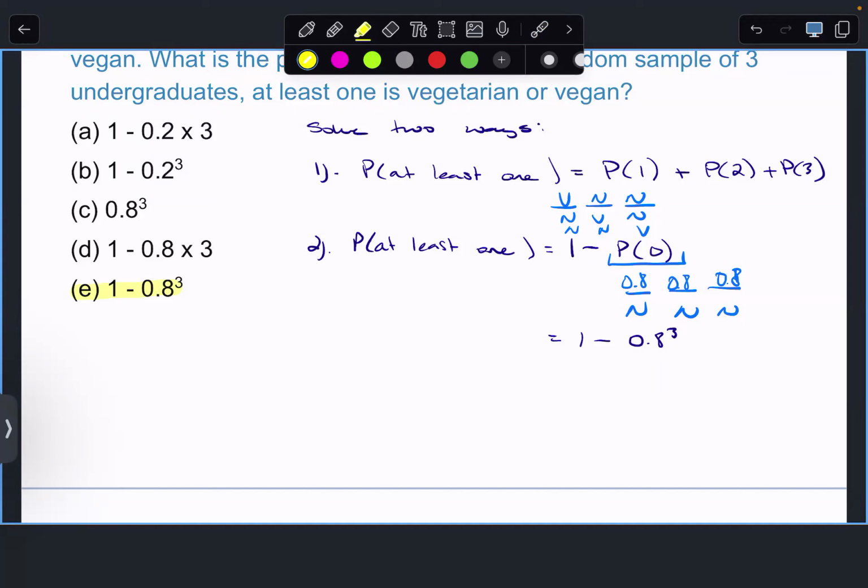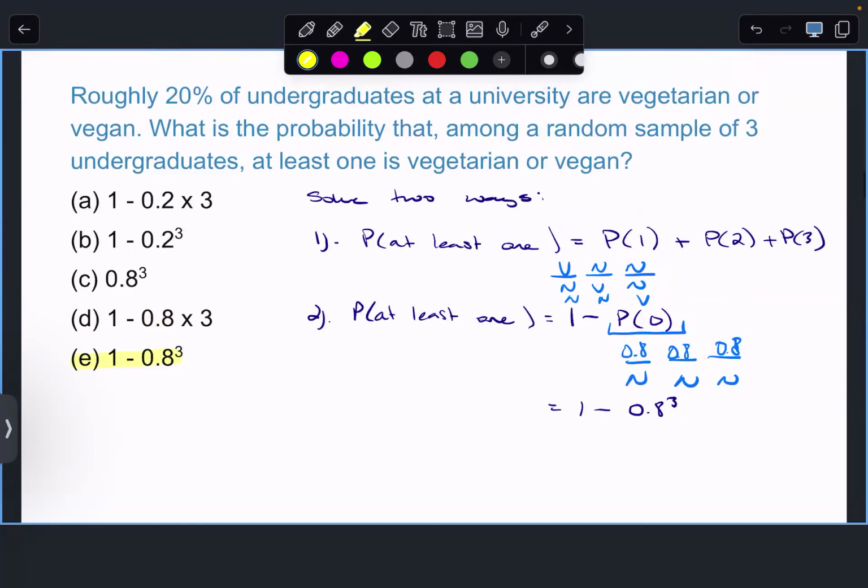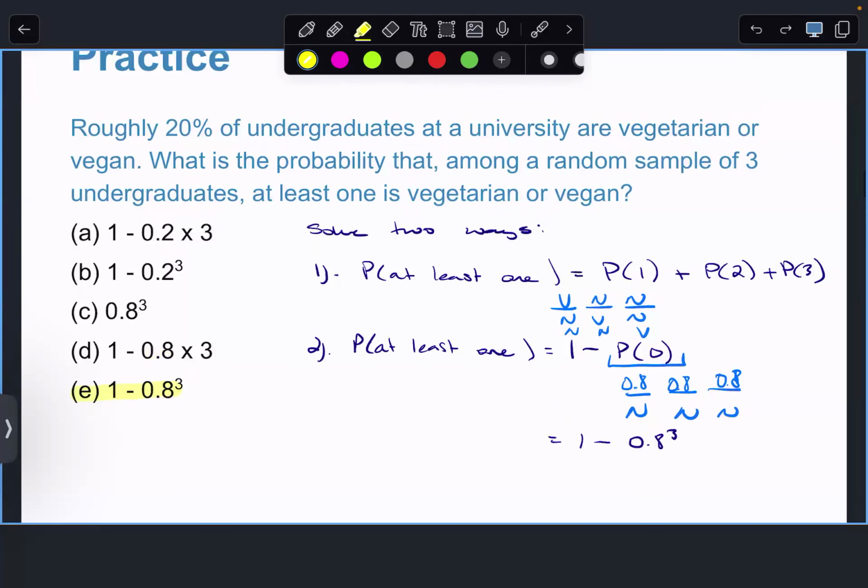Sorry, I missed. How did you get to 0.8 again? Oh, the 0.8 is because the probability of being, whoops. Oh, cool. I didn't know I could do that. But that's not what I wanted to do.